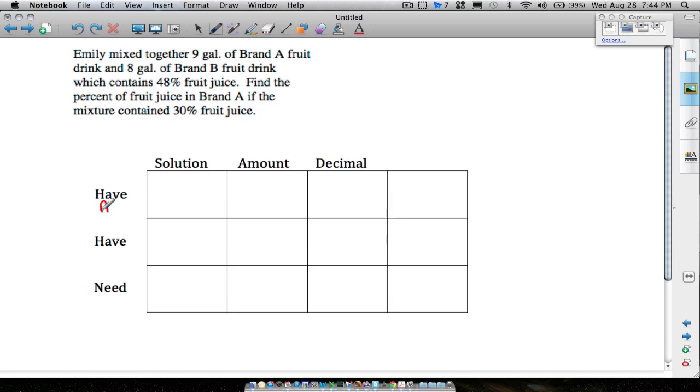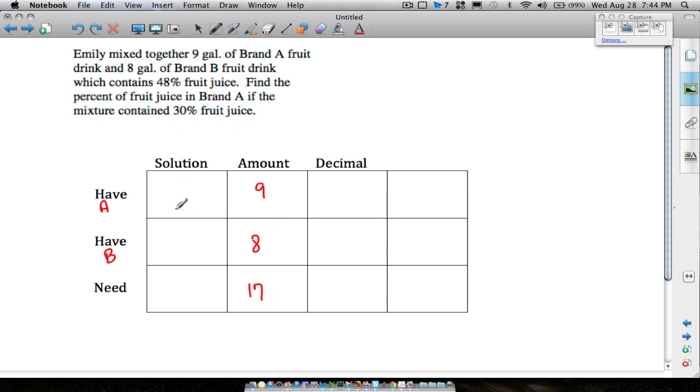We have a brand A, we have a brand B. Brand A, it says Emily mixed together 9 gallons of it. That's the amount that she mixed. She mixed 8 gallons of brand B. Well, we can go ahead and find a total right there real quick. The total is going to be 17 gallons. Remember, we add these two together and we can get that piece right there.